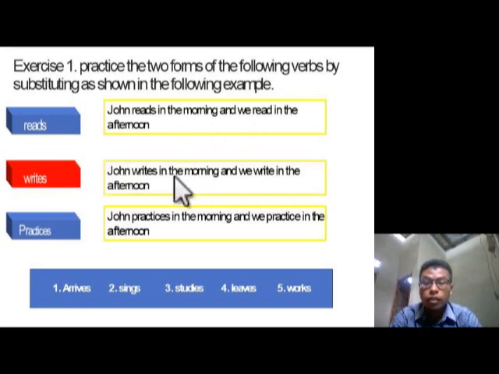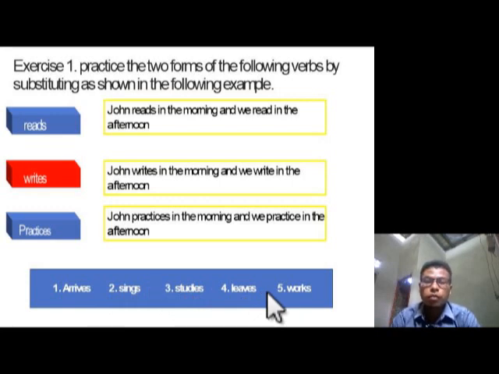John writes in the morning and we write in the afternoon. Number 3, John practices, not practice. John practices in the morning and we practice in the afternoon. Okay. I'm sure that you can do it by yourself. For 5 words here, such as arrives, sings, and then studies, lives, and works.